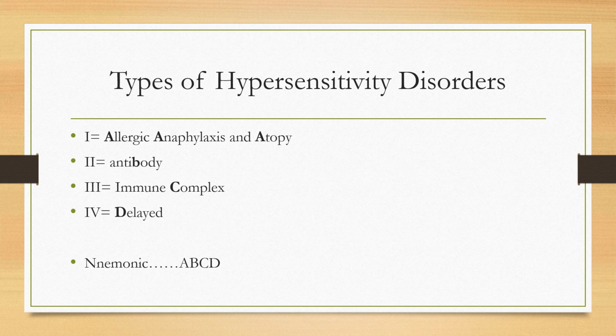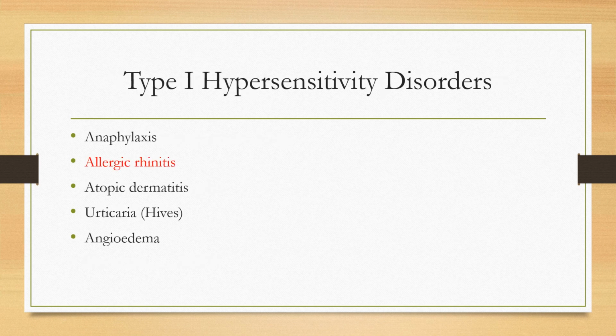So the types of hypersensitivity disorders. The type 1 is an allergic anaphylaxis and then atopy. Type 2 is an antibody reaction. Type 3 is an immune complex. And then type 4 is a delayed reaction. So the mnemonic is A, B, C, and D.